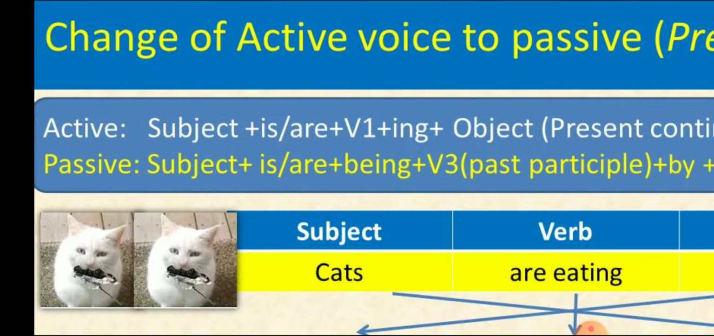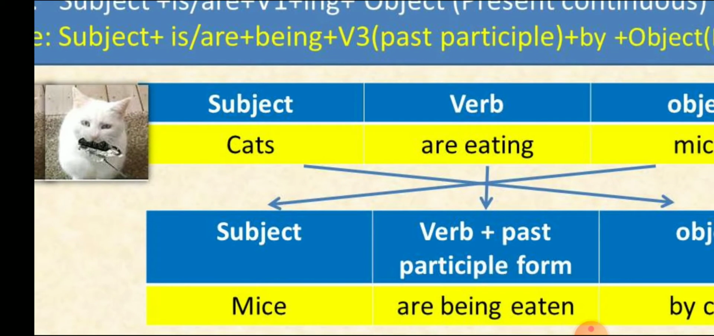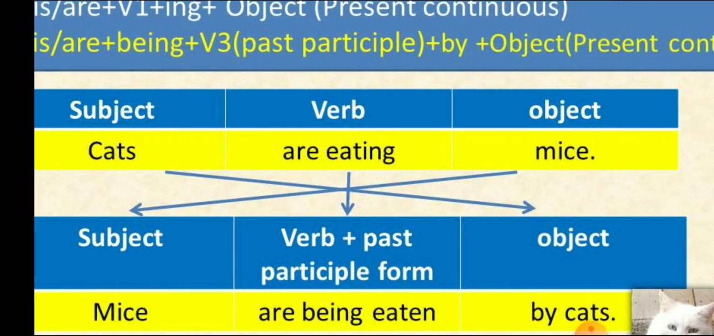In active, the pattern will be subject plus is or are plus v1 plus ing plus object. In passive, it will be subject plus is or are plus being plus v3, that is eaten, by plus object. So this is the way we have to change from active to passive. So we interchange the subject and object. So cats is the subject, mice is the object. Interchange them, and are eating should be changed to verb plus past participle form, that is, are being eaten.